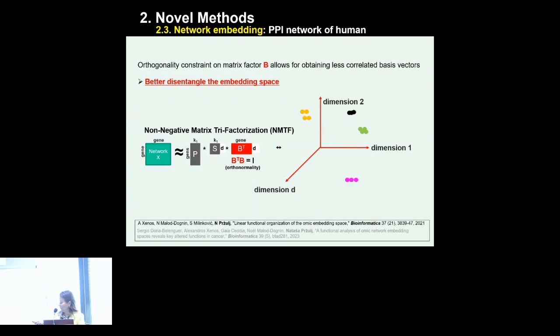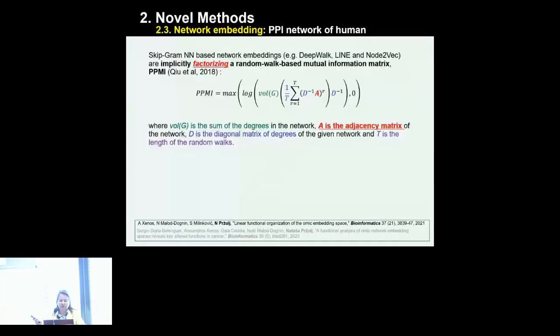So any network representation here, X, we approximate like that. And now there was an interesting result from 5 years ago. Basically, it was proven that skip-gram neural networks based embeddings are implicitly factorizing a random walk-based mutual information matrix. And this is the formula, PPMI, mutual information. So there is a closed formula. Now, in this formula, there are these standard things, but focus on the adjacency matrix here.